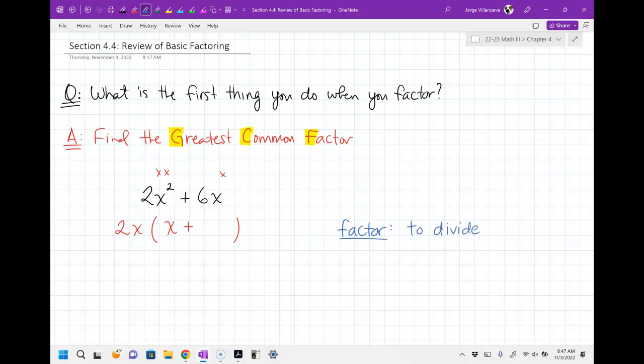In other words, if you factor out a 2 from 6, what you're really doing is dividing 6 by 2. What's 6 divided by 2? 3. And then if I take an x away from 6x, is it still there? No, it's gone. So here's my final answer, okay? This is my factored form of 2x squared plus 6x.